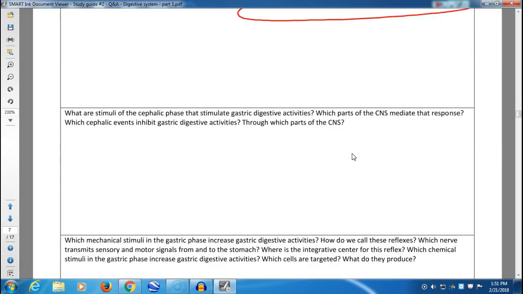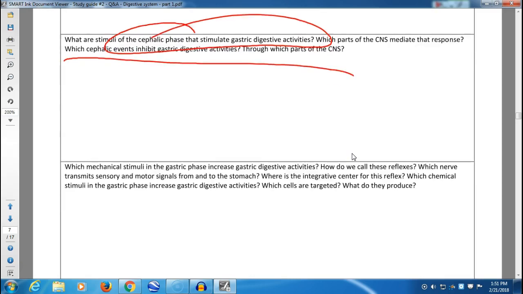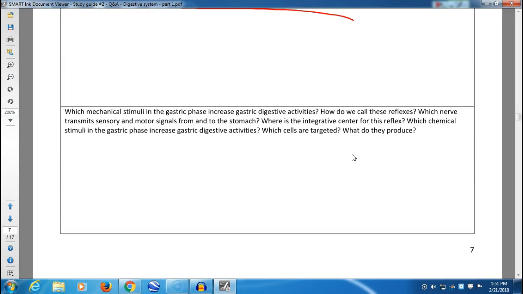Okay. Cephalic phase, so cephalic, just talked about it. Smell, taste. It works through the cortex and through the brainstem. Basically, the majority of your digestive activities are mediated by brainstem. Okay. What inhibits digestion? Mechanical stimuli increase gastric digestive activities.